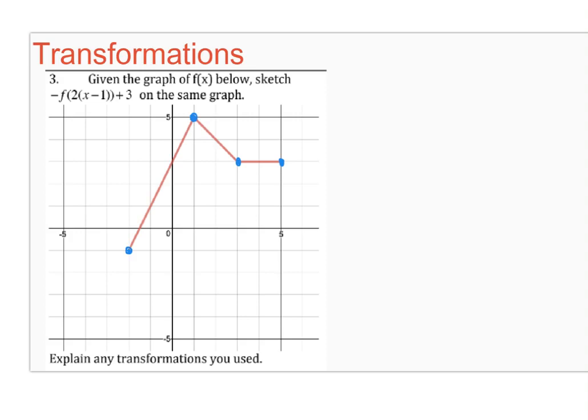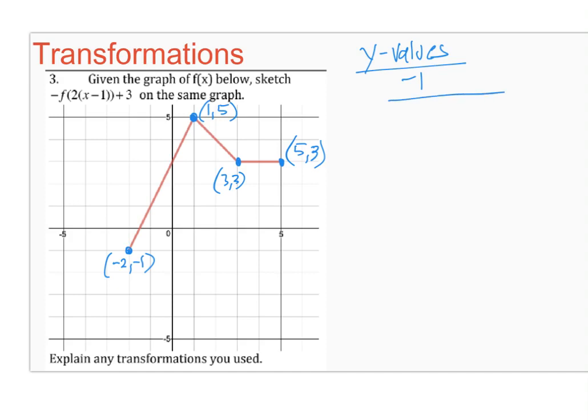So we've got -2, -1. This is at 1, 5. This is at 3, 3. And then we've got this one at 5, 2. Okay. So when I'm talking about this, I'm going to write down my original y values. That was -1, 3, and 5. Those are all 3 of my y values.